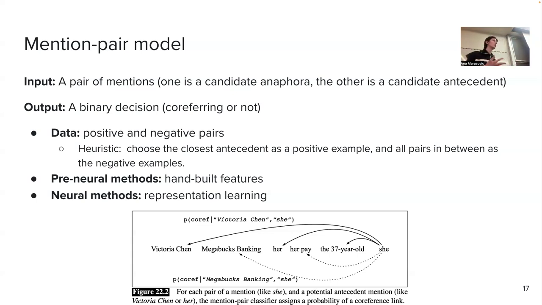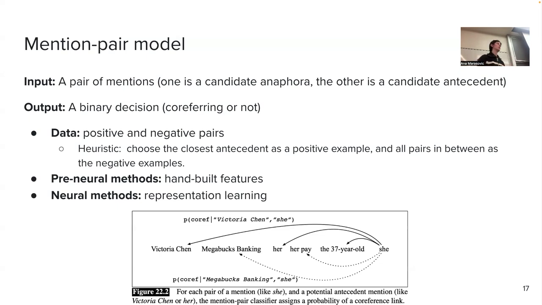You can always change the loss function to circumvent that, but the easiest way is to filter out some of your negative examples, some of these mentions that do not co-refer. A very common heuristic is to choose the closest antecedent as the positive example and all pairs in between as negative examples, not every single other mention and that anaphora. And then if you're building a classifier, we now have data, we need to start with some kind of representations. As with semantic role labeling, before the neural approaches, we would have a bunch of handcrafted features, and that would be the input to our model. We might apply something we learned in the first few lectures, like logistic regression or perceptron.